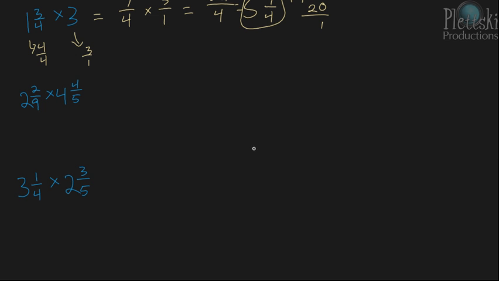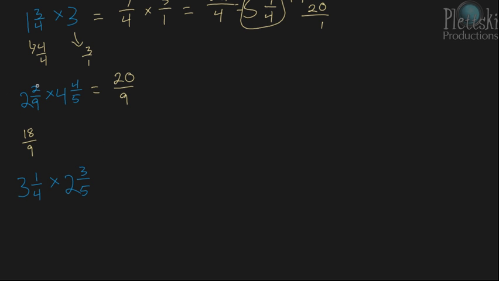Now the third one, we have 2 mixed numbers. So we need to rename both of those. So 2 and 2/9 times 4 and 4/5. So 2 and 2/9, well, 2 we can rename as 18/9, right? 18 divided by 9 is 2. So 18/9, and then we have another 2/9. So 2/9 plus 18/9 is going to give us 20/9. And then 4 and 4/5.